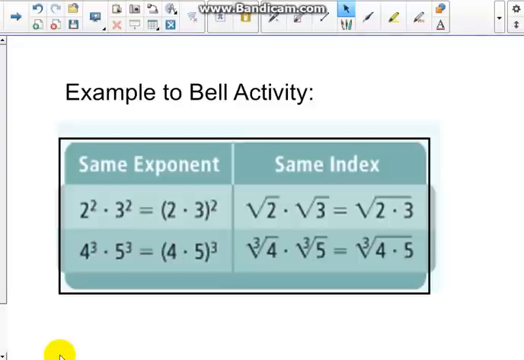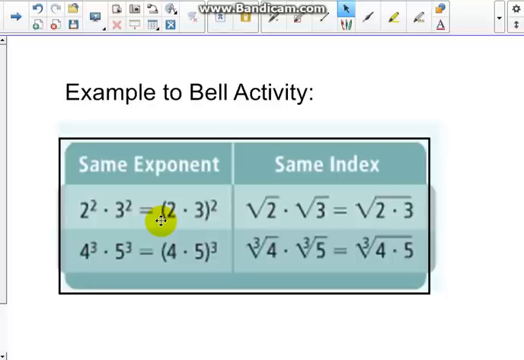Okay, so here's a couple of examples to the Bell activity. Here's two numbers with the same exponent, 2 squared, 3 squared. When we multiply those together, we have open paren 2 times 3, close paren, squared. That would turn out to be 6 squared, which in the end would be 36.